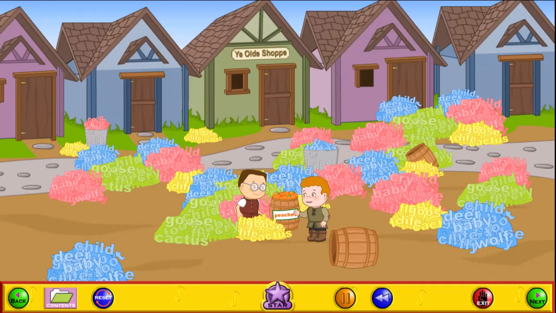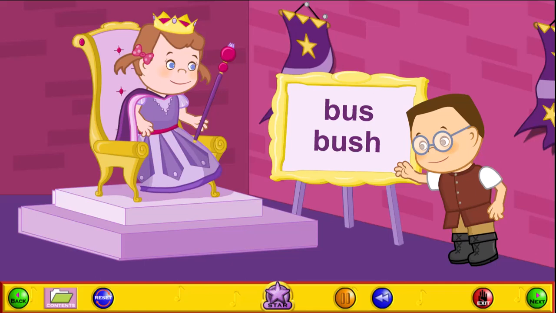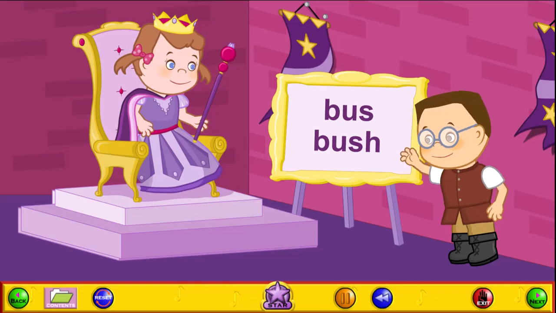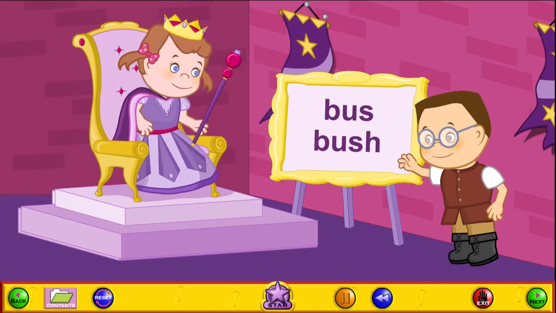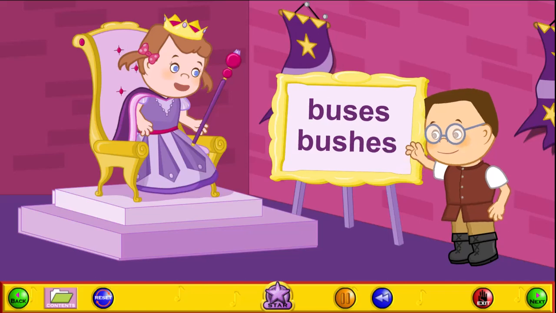I better bring you to the Queen right away. She needs to hear all about this. So Buzz was taken to the Queen, and he showed her that words like bus and bush shouldn't be tossed away because you can make them plural by adding an E and an S.